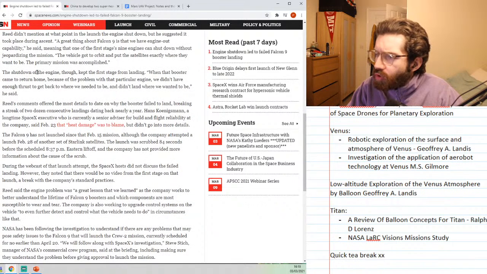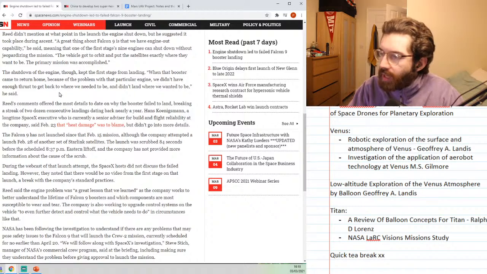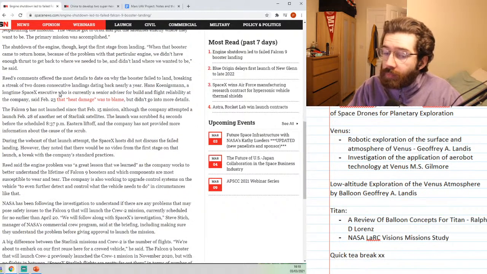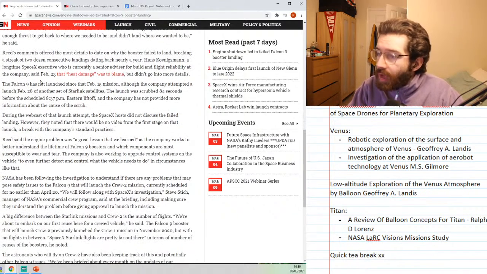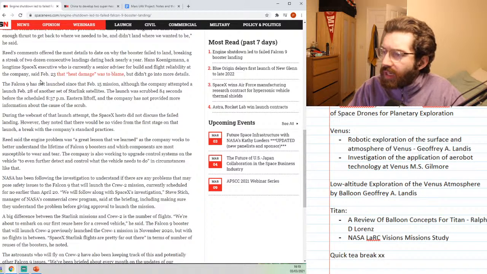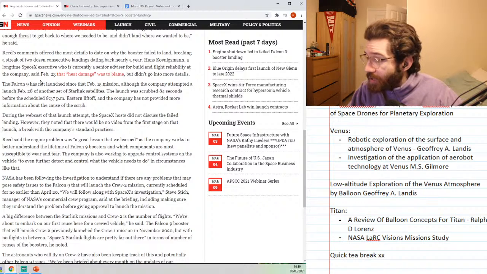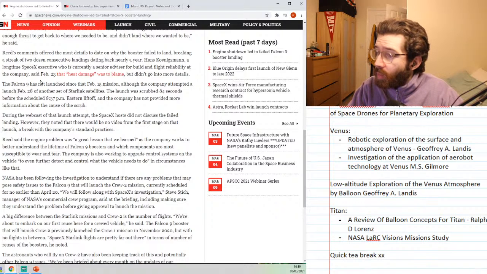Okay. The shutdown of the engine, though, kept the first stage from landing when the booster came to return home because of the problem with that particular engine. We didn't have enough thrust to get back to where we needed to be and didn't land where we wanted to be. Reed's comments offered the most detail to date on why the booster failed to land, breaking a streak of 24 consecutive landings dating back nearly a year. Wow. So yeah, it's the first big one in a while, like the first big crash.